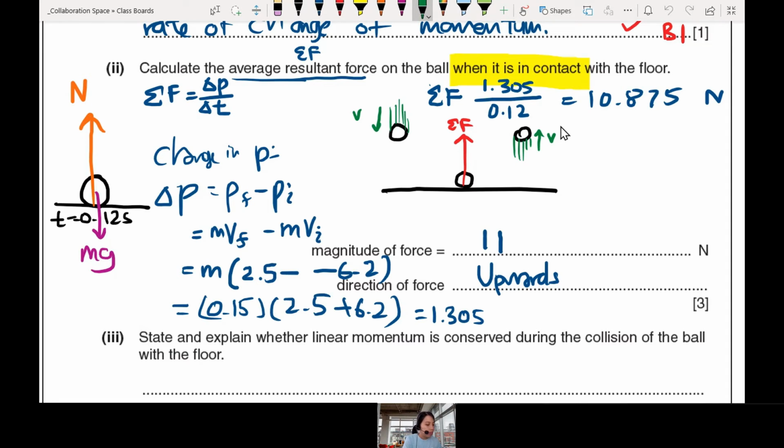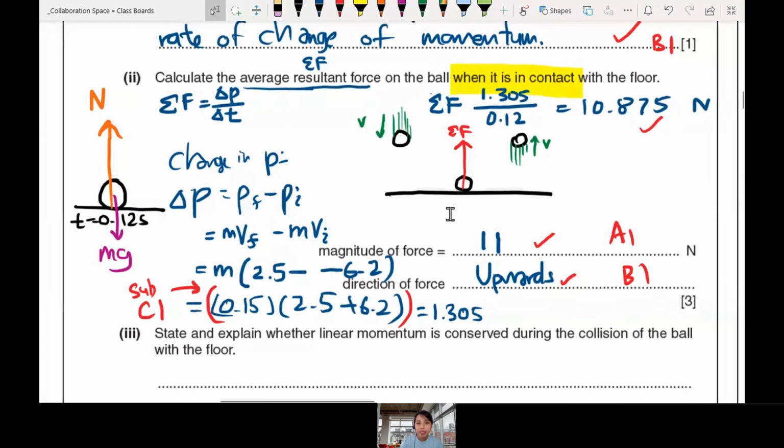Okay, so this is 3 marks. This one, if you find the momentum, change in momentum, where's the step? You plug in the correct values. Substitute. This one is the first. P equals mv, but for both. Then you sub in to get 11, this one, or 10.875, this is the next one. And if you say upwards, there is also 1 mark there. Okay, this one can find.